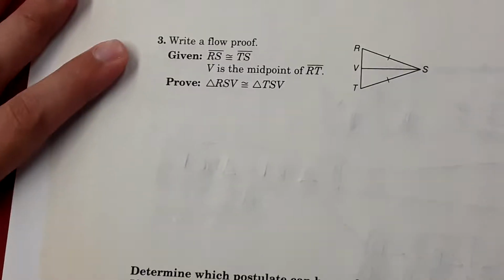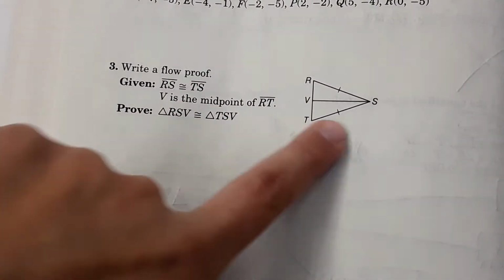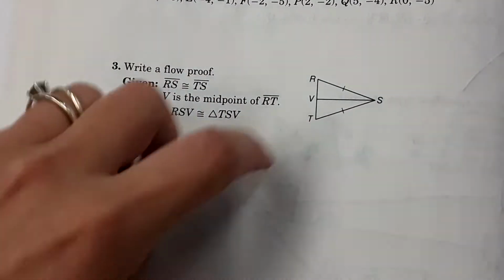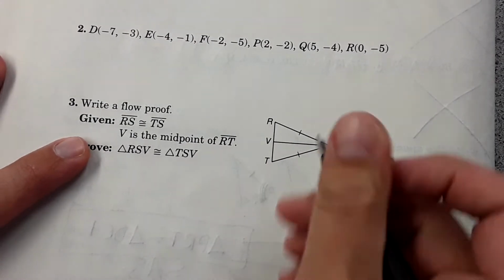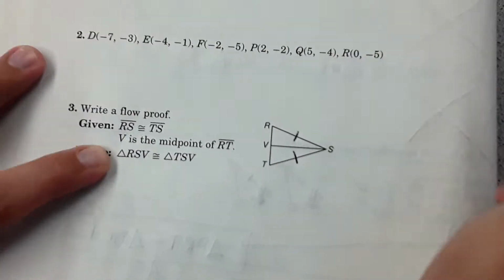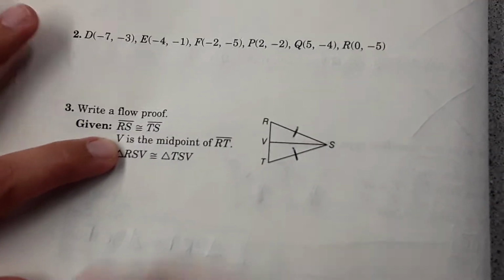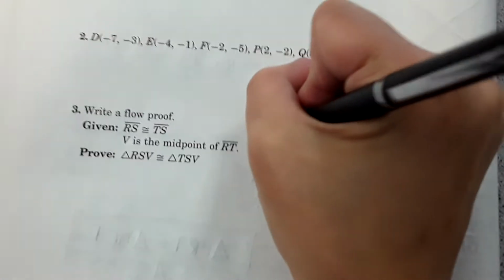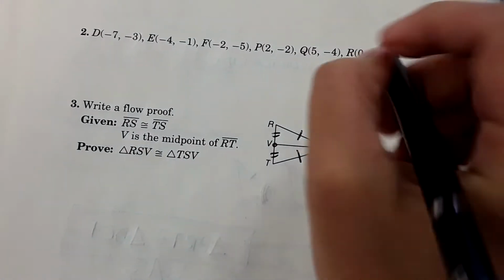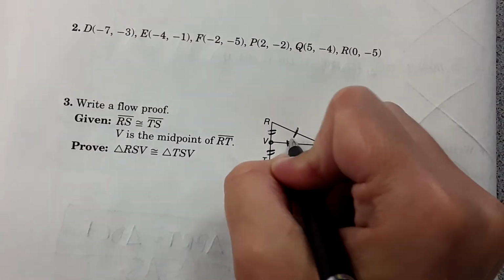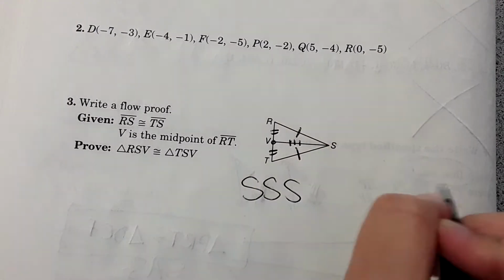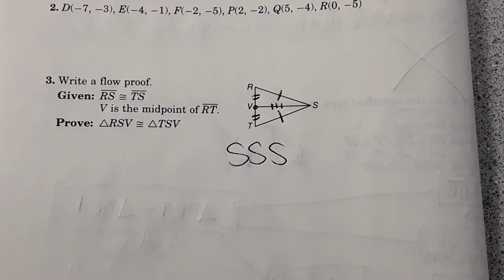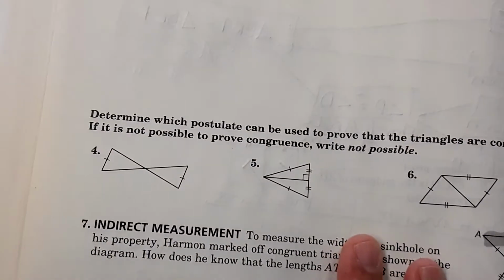Un momento, por favor. Okay, number 3, we're not writing proofs for these. We're just looking at the concept. So RS is congruent to TS. V is the midpoint of RT. So therefore, this would be congruent to this. And then we can also say, because of the reflexive property, this line is equal to itself. So again, we have side, side, side congruence here. So like the same thing as the last one. Right, so for some of them, we're just going to look at the concept.